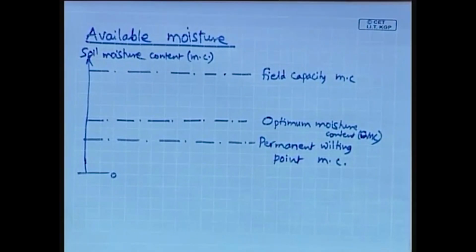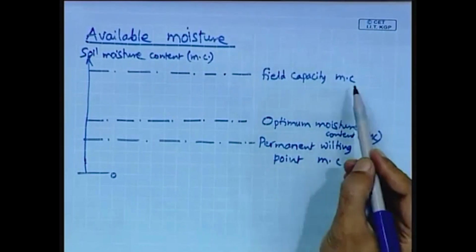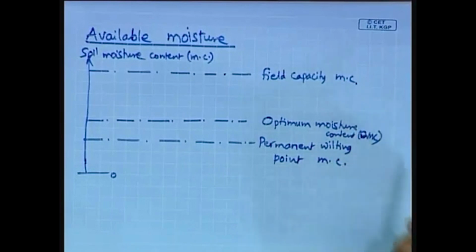wetting and after drainage has become negligible. So, generally it is after say 2 days of drainage. After 2 days of keeping it for draining, all the water that goes out through drainage gets drained out, and then the moisture content which remains in that soil or rock sample is the one which represents the field capacity moisture content, and the total amount of moisture is known as the field capacity.